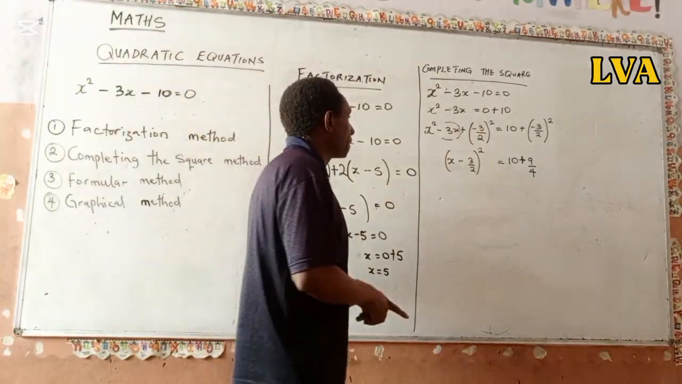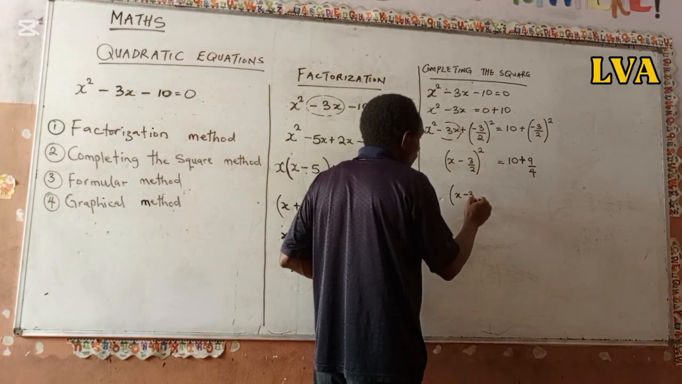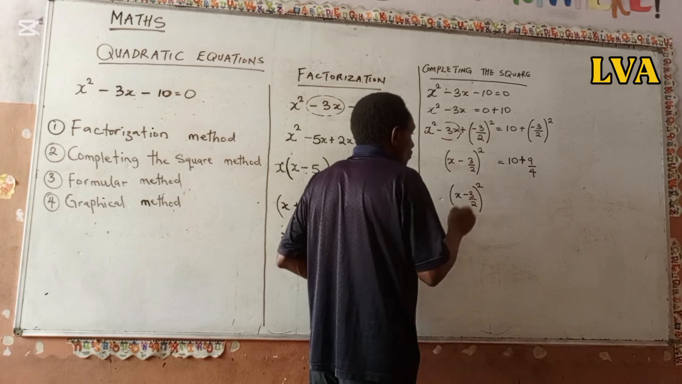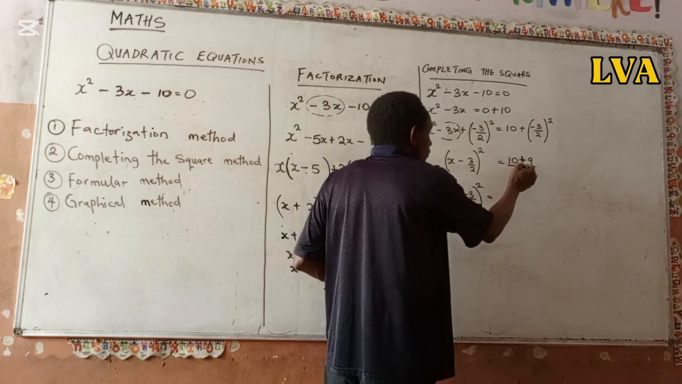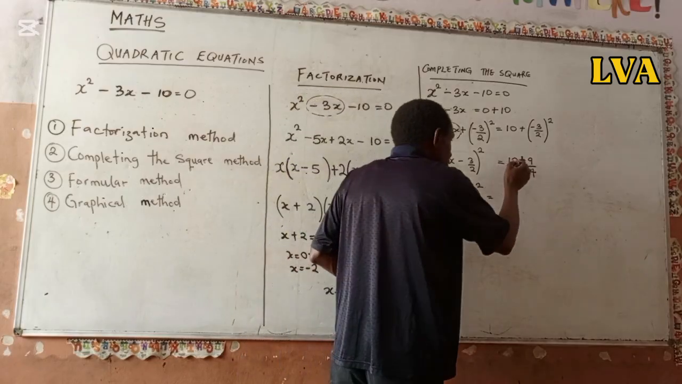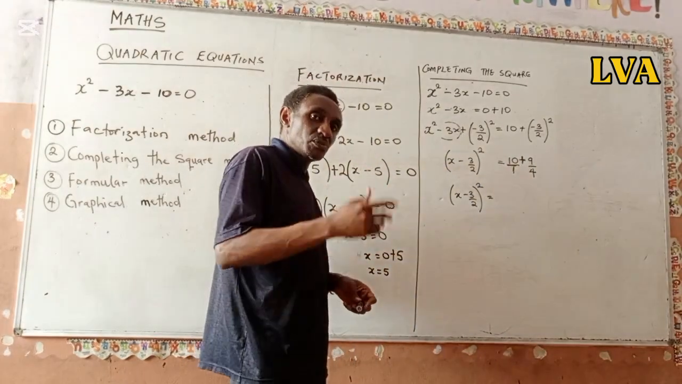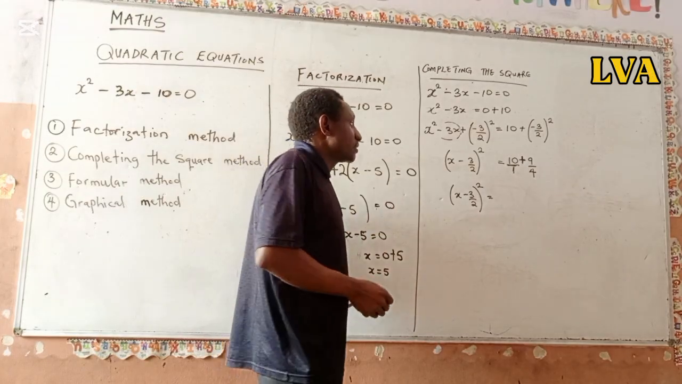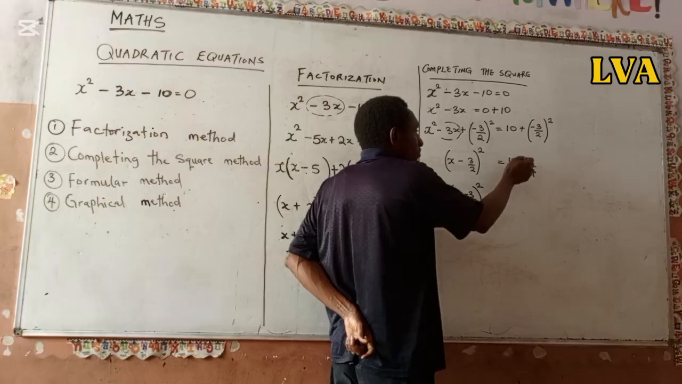let's proceed. Let me bring out this, which is x minus 3 over 2 raised to power 2 and equal to, I'll work on this. Notice that 10 stands for 10 over 1. Any number that doesn't have a denominator, the denominator is 1. Now I need to bring out the denominator so I can add the fractions, because this is now 10 over 1 plus 9 over 4.